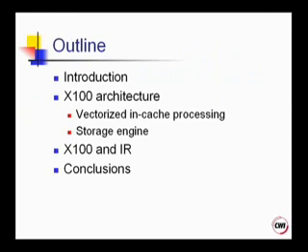Okay, so let me give an outline of the talk. I will start with a short introduction on what we're going to do, what is IR on top of a relational database system. Then I'll explain the basic architecture of MonetDB X100, which is our experimental database kernel that we develop, and mainly the two key characteristics, which are vectorized in-cache processing and the storage engine. This will mainly be about compression. And I will end with some experiments on the TeraByte TREC on top of the X100 database kernel.